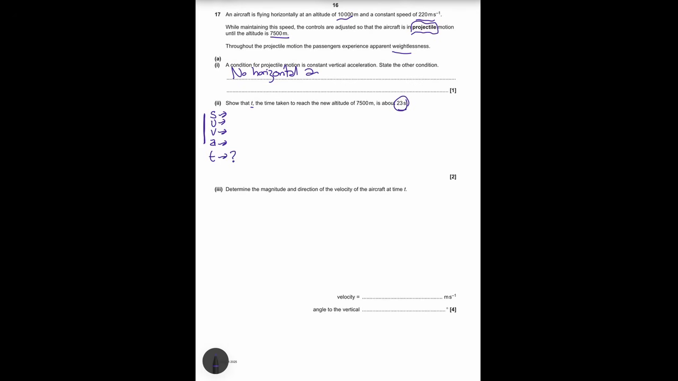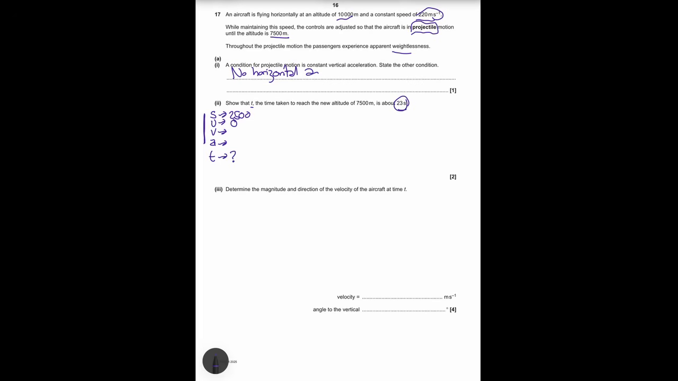Or actually, to be fair, I should be reading the question properly and going in that order. So it says the new altitude of 7,500, well, it started at 10,000 and it's going to 7,500. So it has dropped by 2,500. So that's my S. U is going to be 0, so don't get tricked and think it's 220, because the horizontal speed was 220. The vertical speed was 0 to begin with, because it's essentially dropping.